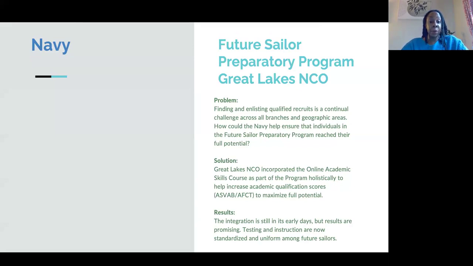The integration of that program is in its very infancy. We only started late last year, so we're following them closely to see how successful it is in that capacity. But with the current recruiting problems, we do expect it to grow very much like the Army did.